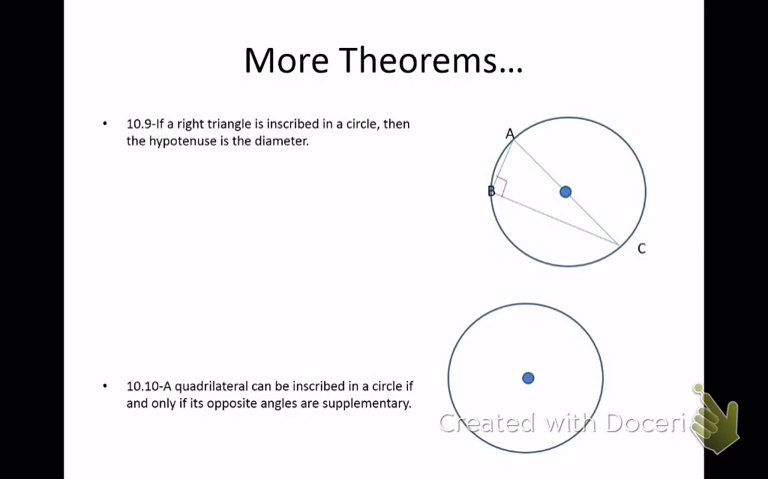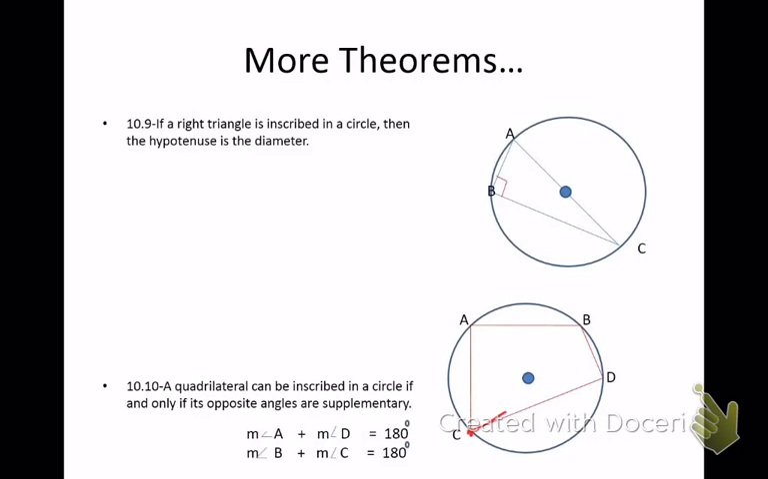Okay? The other one talks about if you're going to inscribe a quadrilateral. In order to inscribe a quadrilateral, the opposite angles have to be supplementary. So angle A and angle D have to add to 180. Angle B and angle C have to add to 180. And that makes enough sense too if you think about it.